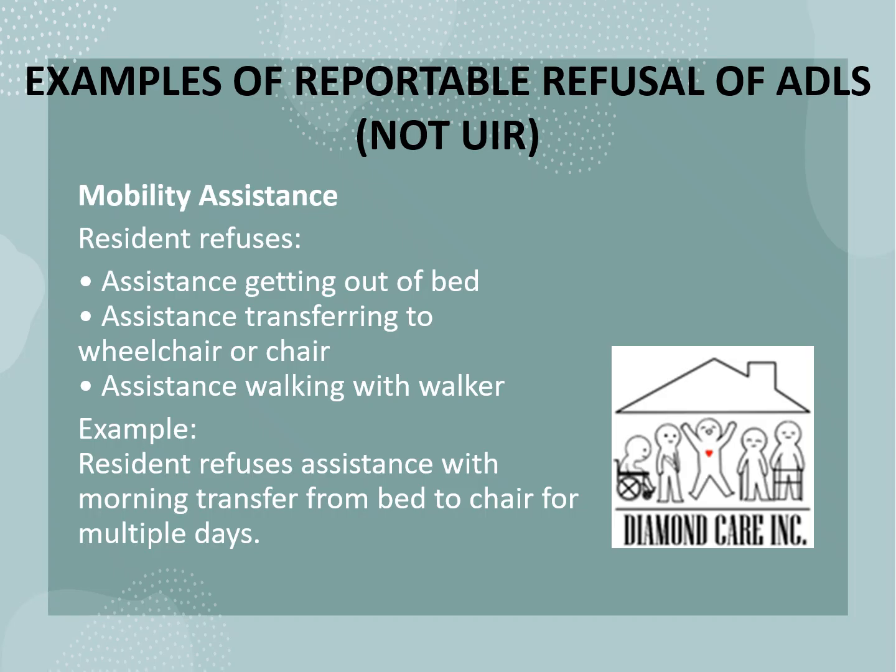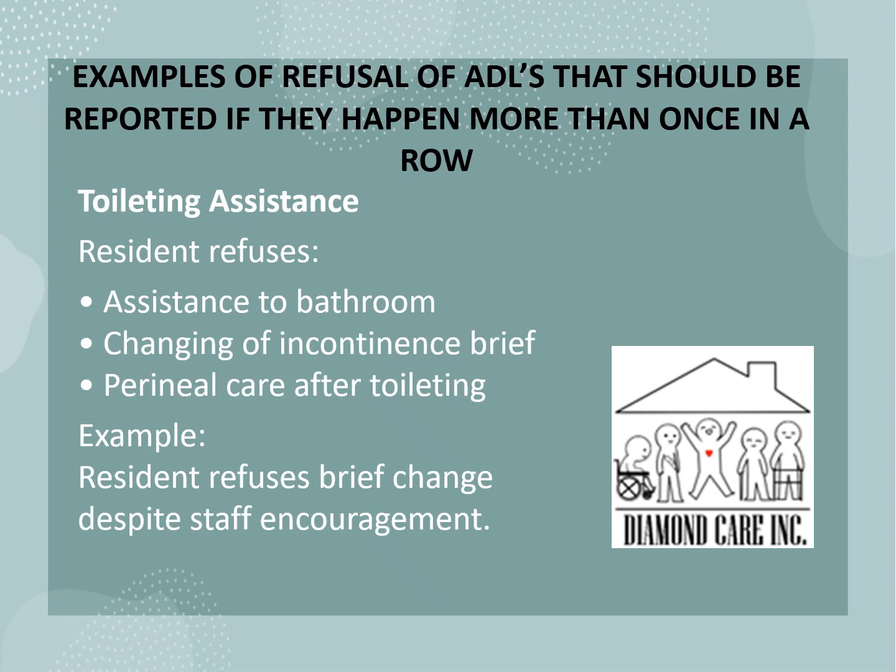So, a resident refuses assistance with morning transfer from bed to chair multiple days in a row. We need to know, okay? So you're going to let us know that they're refusing to get out of bed, and they probably are going to need some kind of assessment, okay? So more examples, toileting assistance. Maybe they're refusing assistance to go to the bathroom, and they're having more incontinence issues. And if this goes on for more than a couple of days in a row, they might have something medically going on with them. So we absolutely need to know.